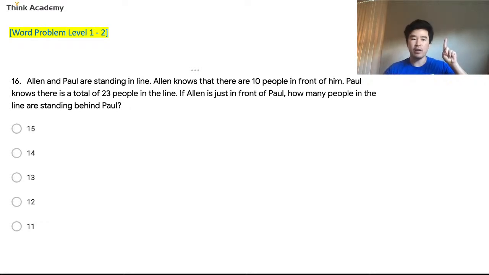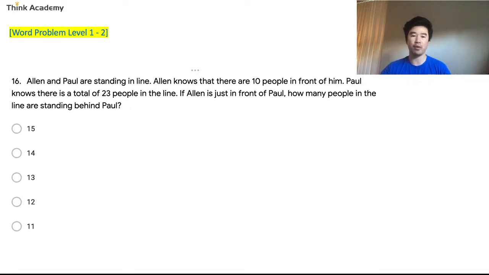So here we have Alan and Paul standing in the line. Alan knows that there are 10 people in front of him. Paul knows there are a total of 23 people. And now we know Alan is just in front of Paul. How many people in the line are standing behind Paul? So read the problem.